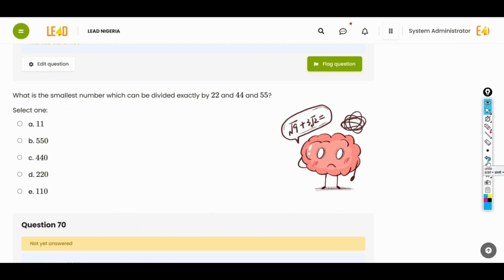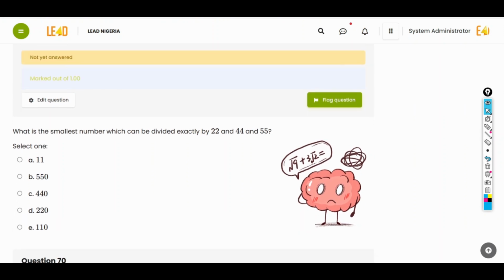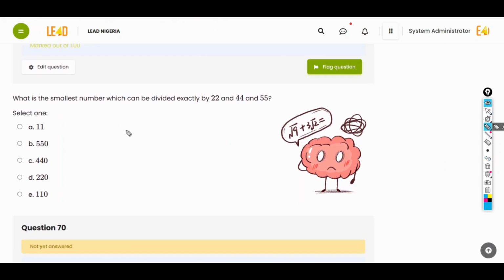What is the smallest number that can be divided exactly by 22, 44, and 55? Okay, so they're asking us for the LCM. So we have 22, 44, and 55.